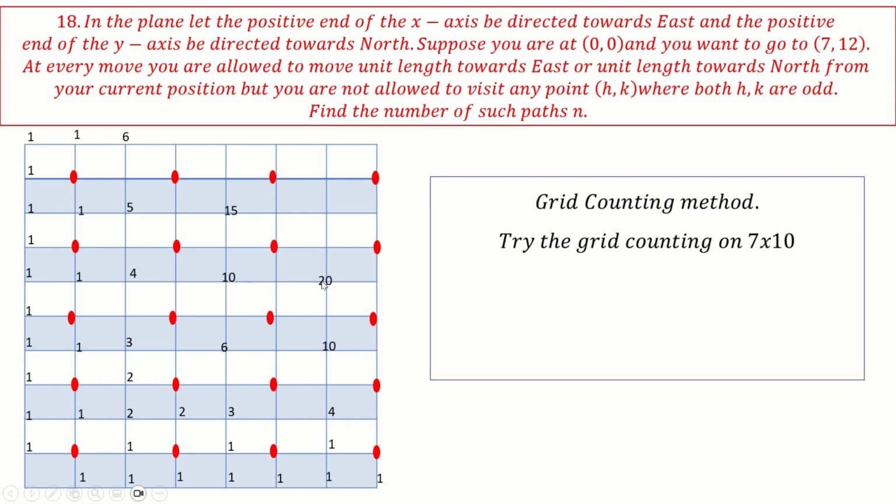And now next, this is my 15. Okay, this is my 20 here. Okay, this is my 21, 15 plus 6. This is my 35. This is my 56. So this is also 56. Okay. Now I just did this for 7 by 10.